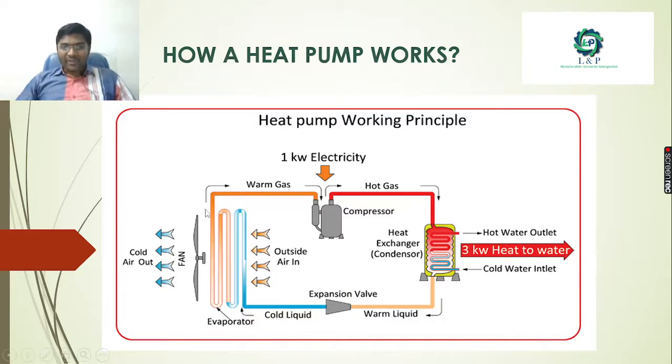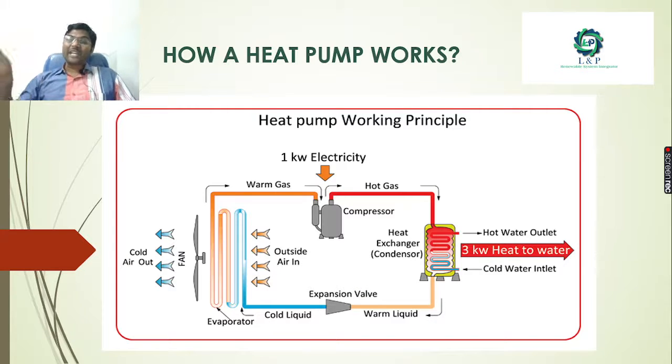After getting converted into warm gas, it is fed inside this compressor. What is the function of this compressor? It will give further pressure to this warm gas. Because of this excess pressure, excess temperature is generated inside that gas. Because of that, the normal warm gas will get converted into hot gas. After that, we are sending it into the condenser.